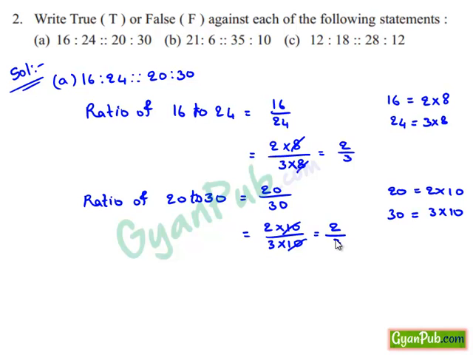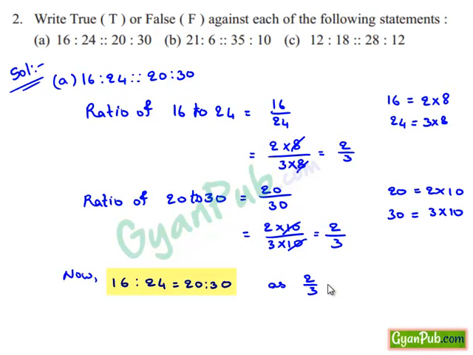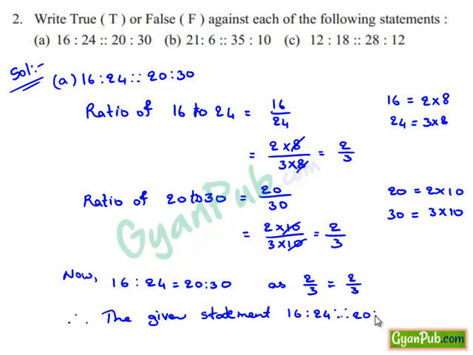Now from the above two ratios, we can say that 16:24 is equal to 20:30, as 2 upon 3 is equal to 2 upon 3. Therefore, the given statement 16:24 is in proportion with 20:30 is true.